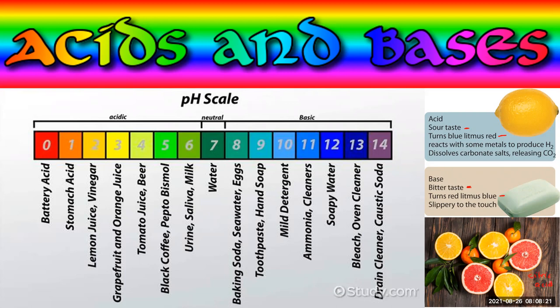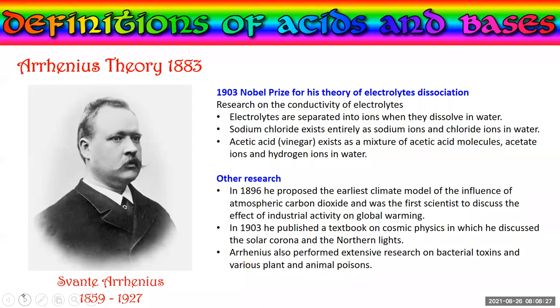So let's learn a little more today. We're going to start with some definitions. Now, acids and bases have been known for a long time, and it wasn't until the late 1800s, though, that people really started to experiment, think about them, and propose some sort of explanation for their behavior.